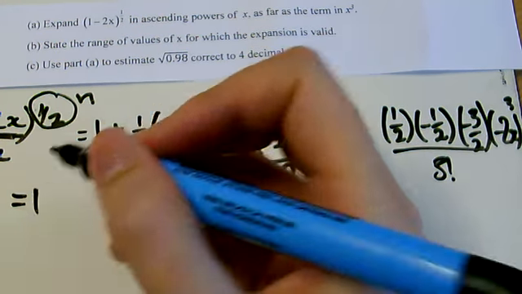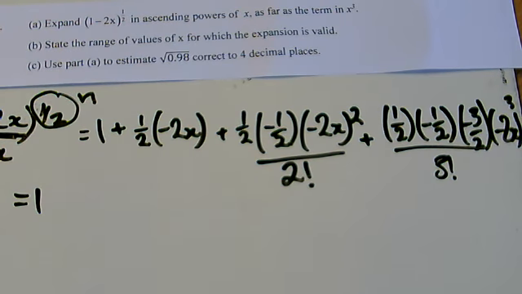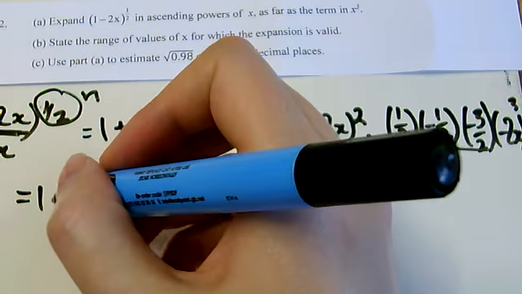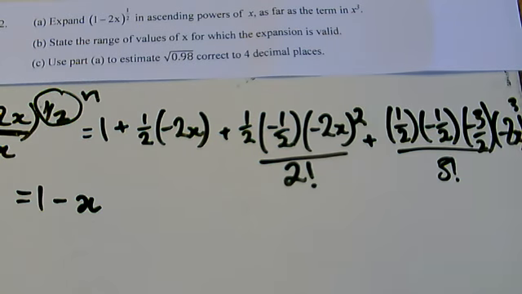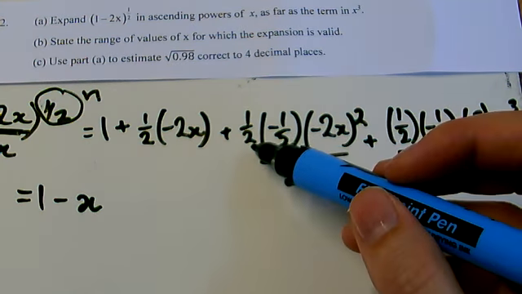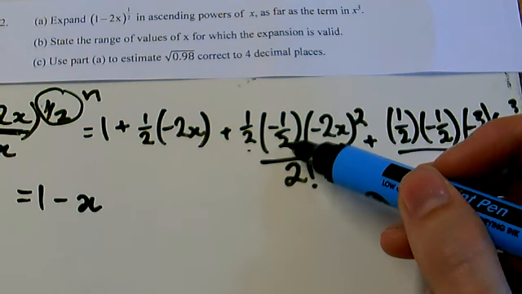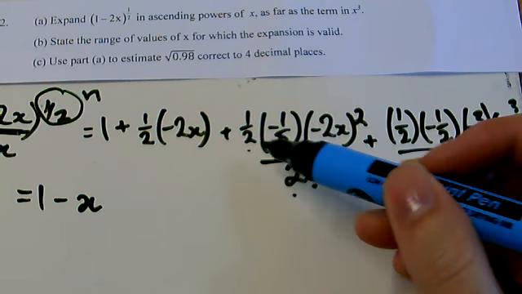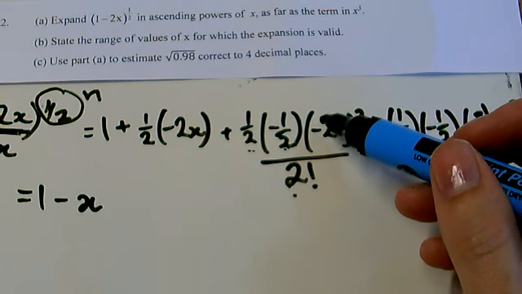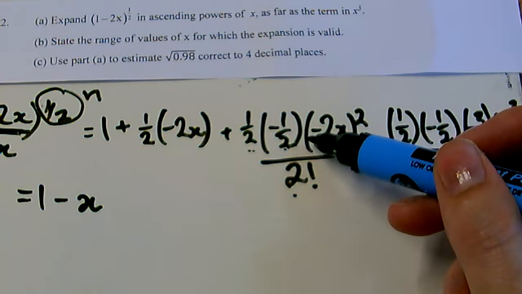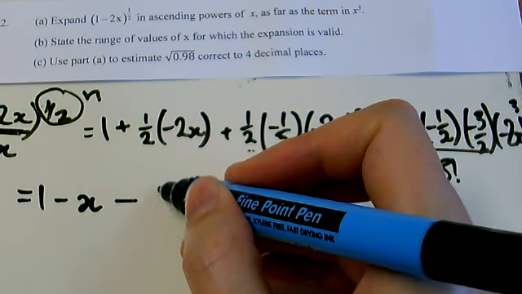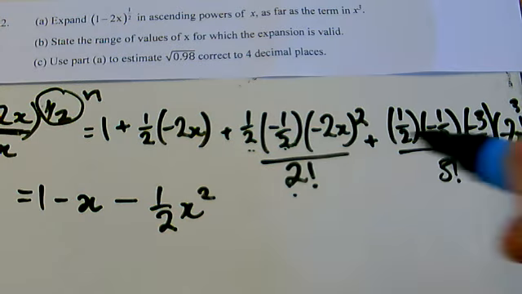So this bit is just 1 plus, well, starting off with 1. A half times minus 2 is minus x. There we go. So on the bottom here we'd have 2, 4, 8. So those are all in the denominator. And on the top, minus 2 squared is plus 4. So we've got minus 4 over 8, or minus a half, x squared.